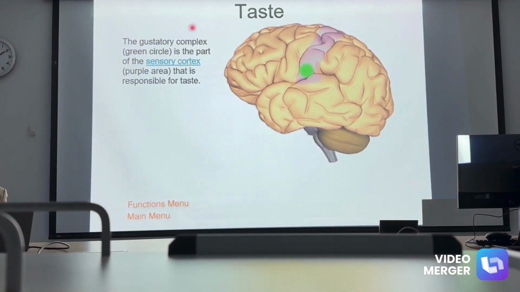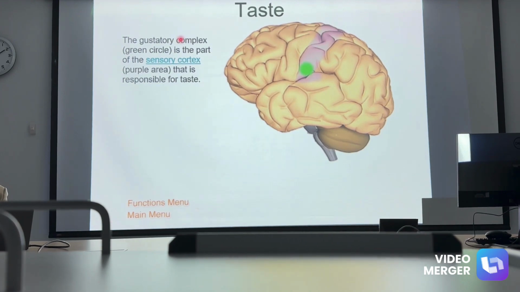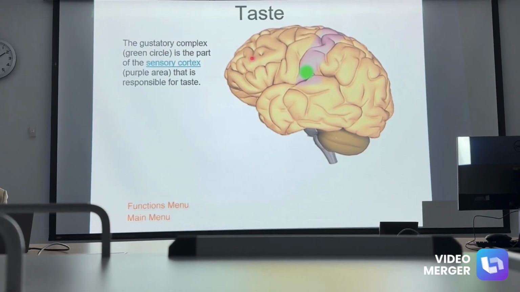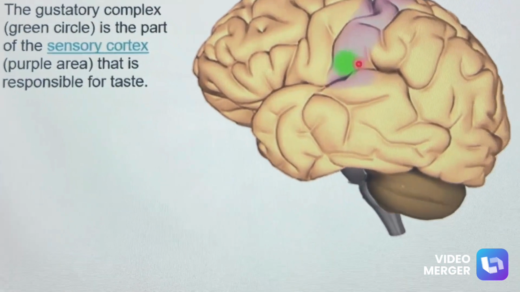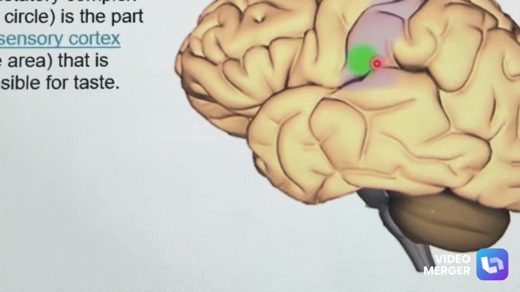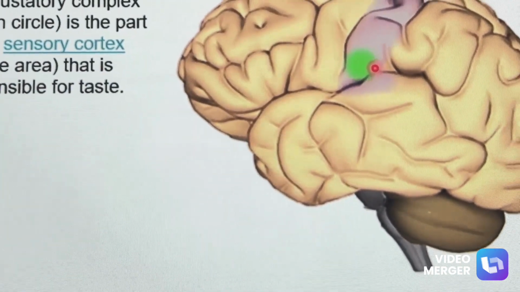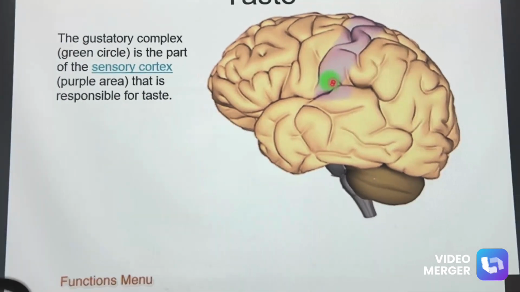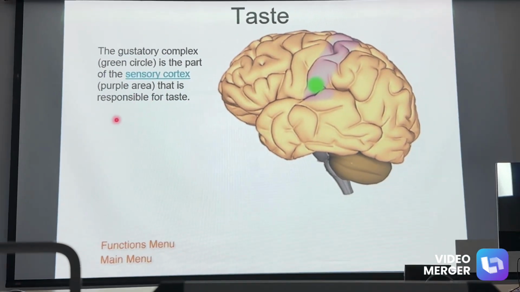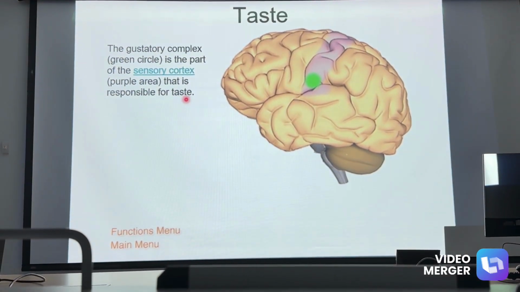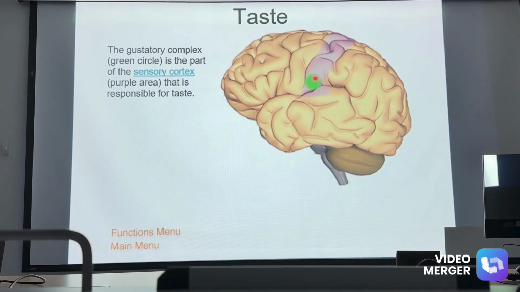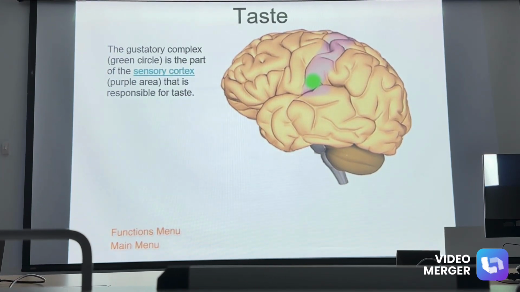Taste is a complex function, which is outlined by the green circle in the part of the sensory cortex, inferiorly, responsible for taste, as we see in this diagram, in the parietal lobe.